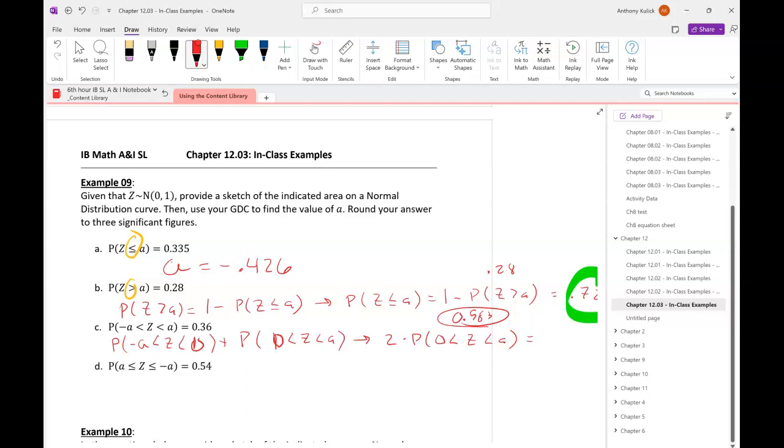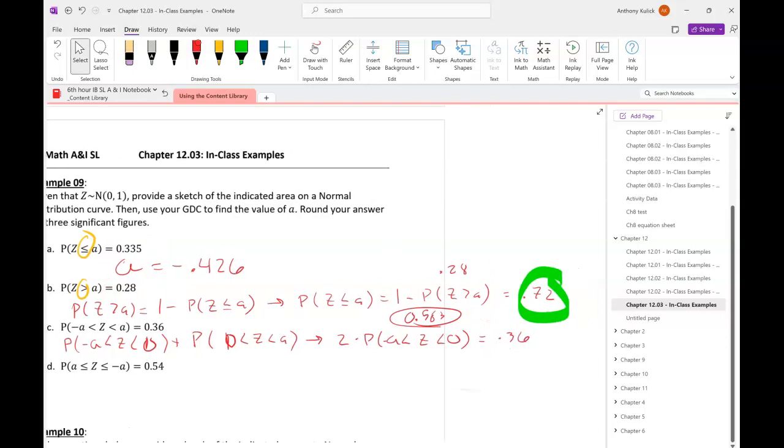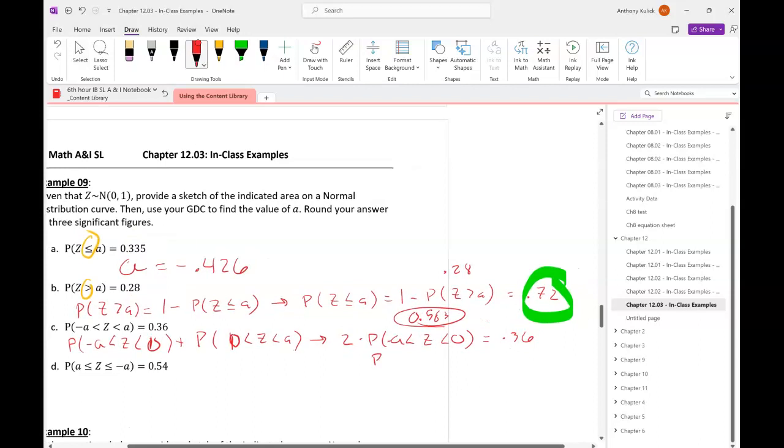And that's going to equal... I want to do the other way. I want negative A to 0. But that's still equal to 0.36, right? I divide both sides by 2. So there's my 0.18.